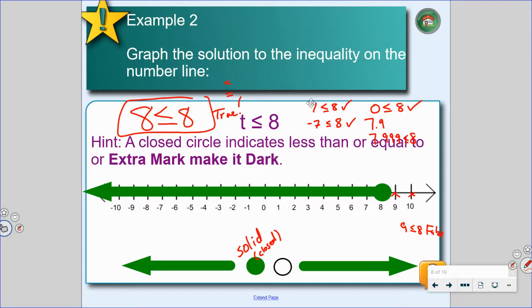Solid or closed dots means yes, yes, yes. The number that it is sitting on is in fact a solution because, for example, 8 is in fact less than or equal, because that or equal part makes it a true statement. 8 is less than or equal to 8.